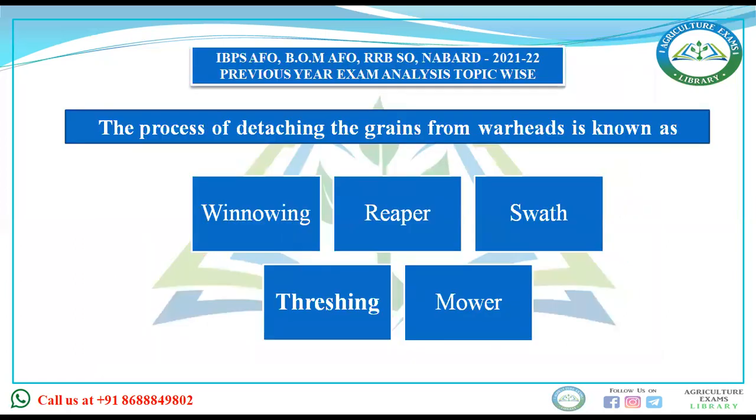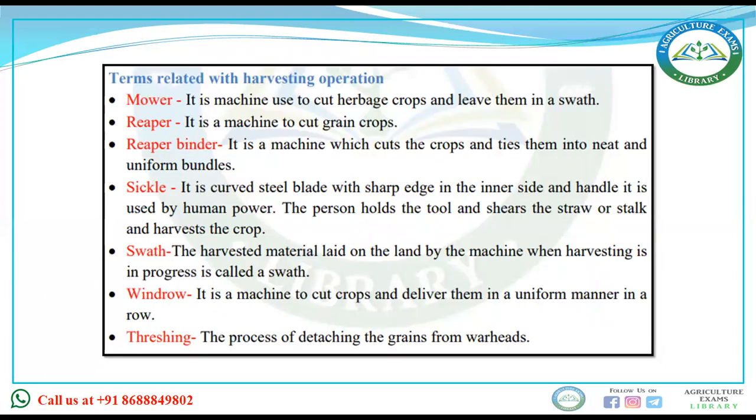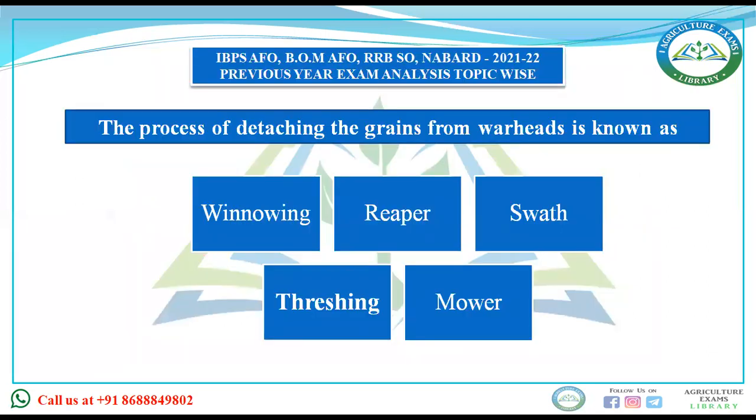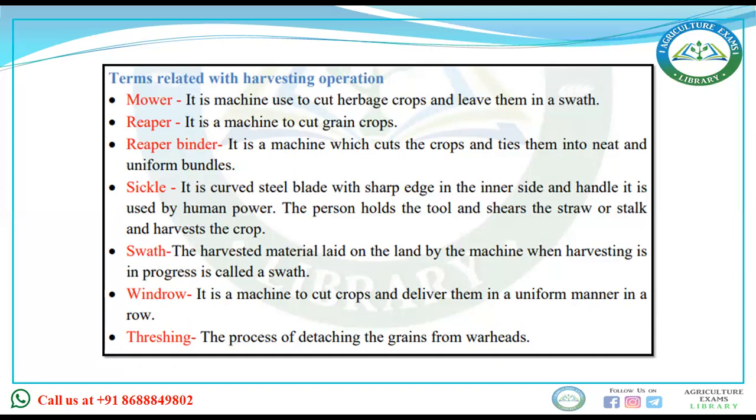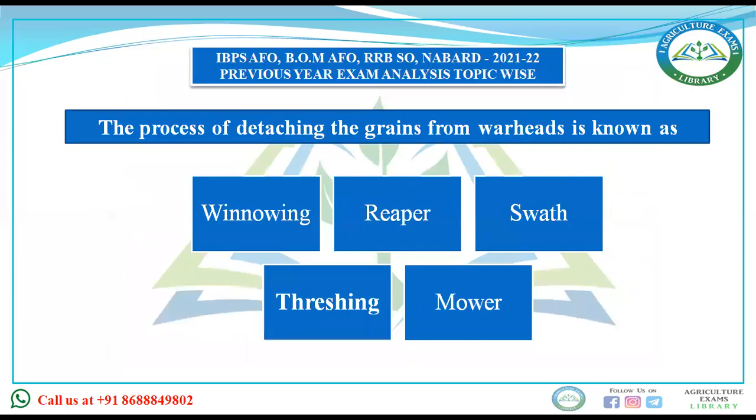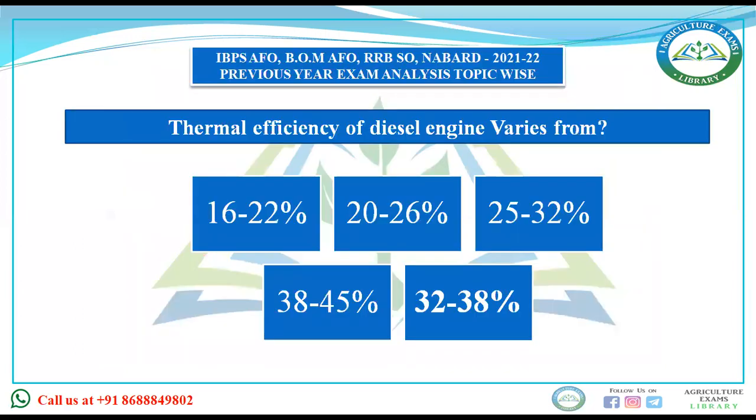And the other is threshing. Threshing is nothing but the process of detaching grains from earheads. So this is the answer. That means we are separating the grains from the stalk. And the other option, mower, is a machine which cuts herbage crops and leaves them in a swath. So the answer is threshing.